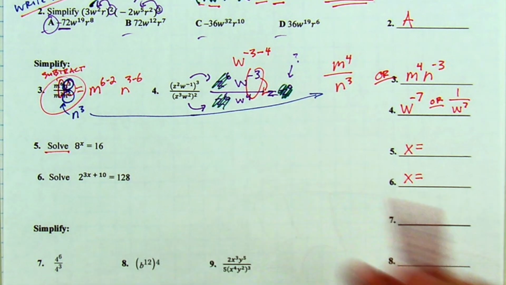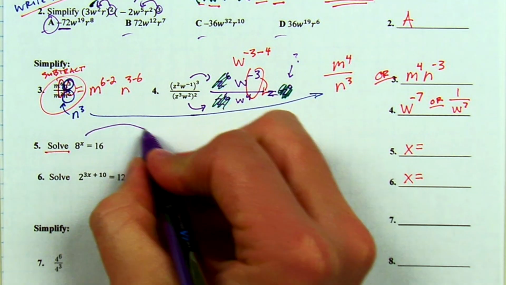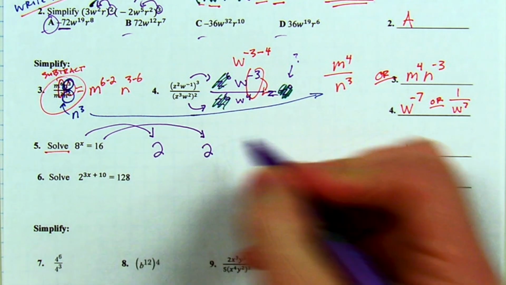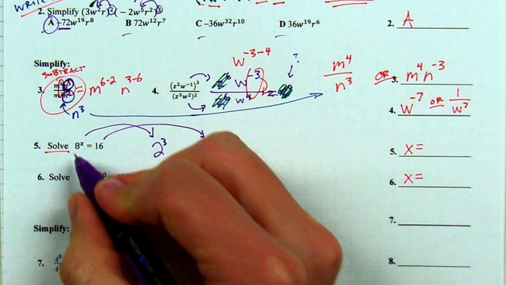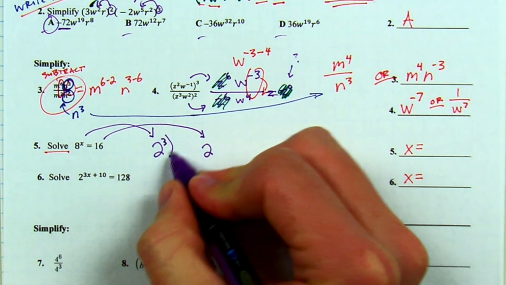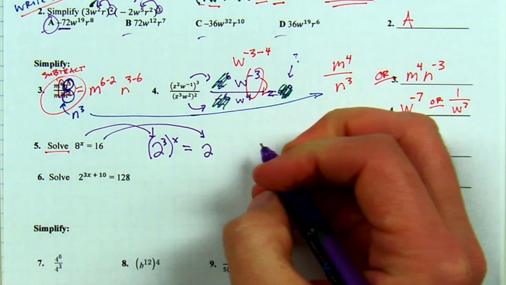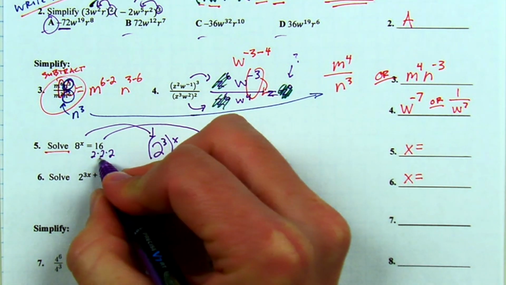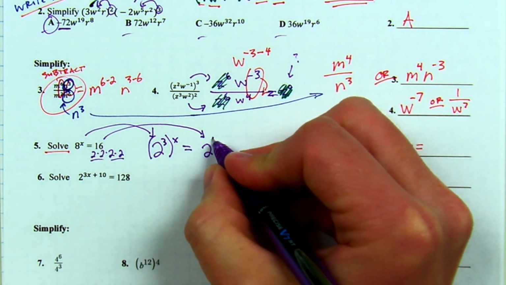So what we're going to have to do on this problem is convert both of these to 2 to the something power. Okay, 8 is 2 cubed. So if it's 8 to the x, it's 2 cubed to the x. 16 is 2 times 2 times 2 times 2, because that's 4, right? And that's 4. 4 times 4 is 16. So it's 2 to the 4th.